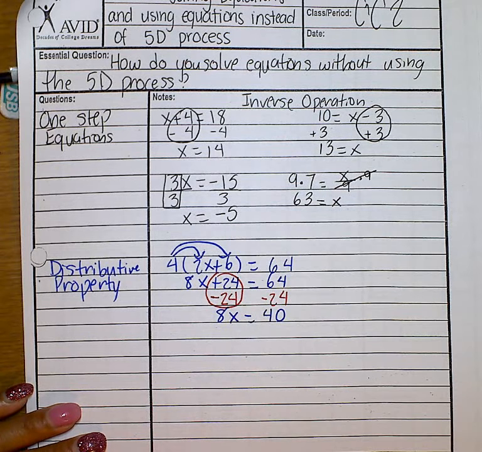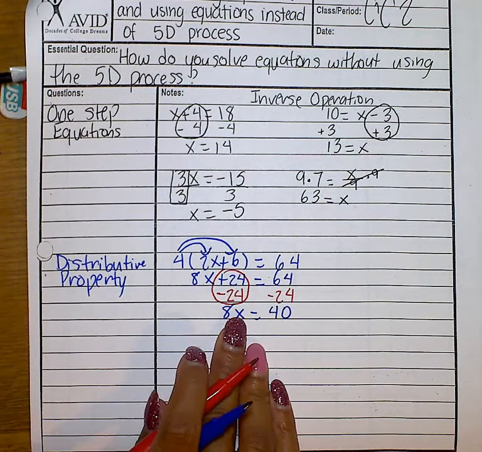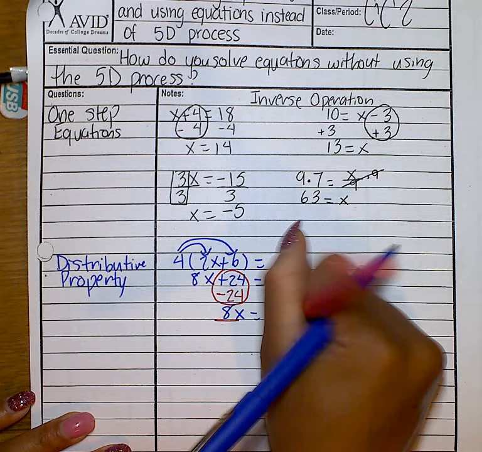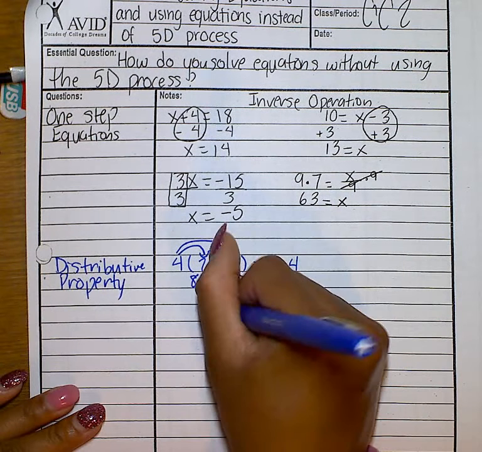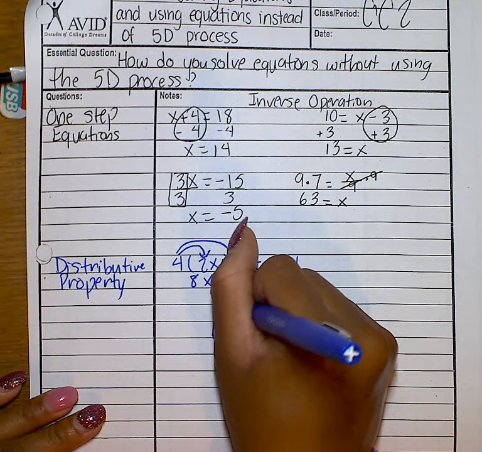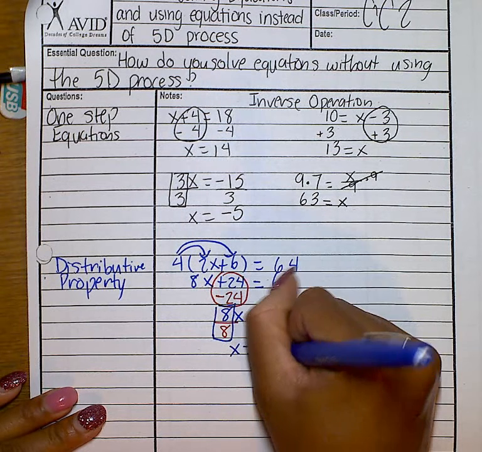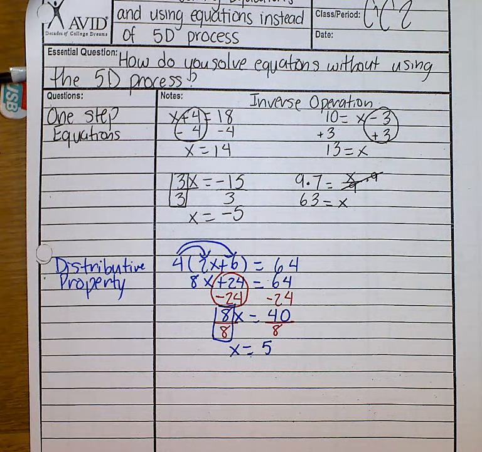And then my next step would be to take the inverse of this multiplication problem, which is division. So I'm going to divide on both sides. I'm going to divide by 8. So then now I have a giant 1. And I'm left with x on the left side is equal to 5. So this part was just a review. Now we're going to move into word problems. But first, let's break a couple of things down.